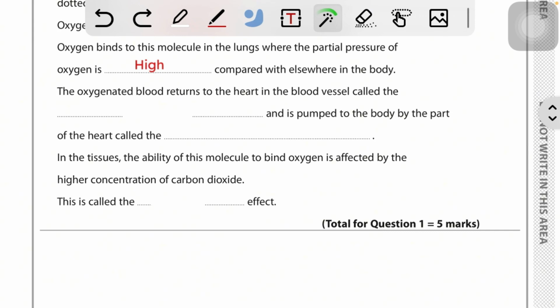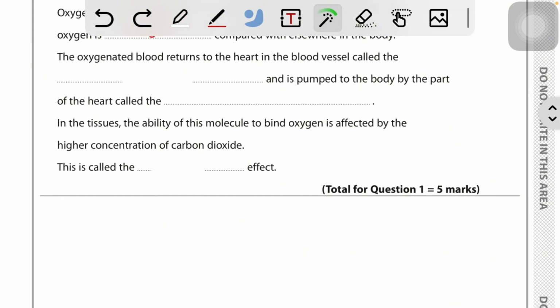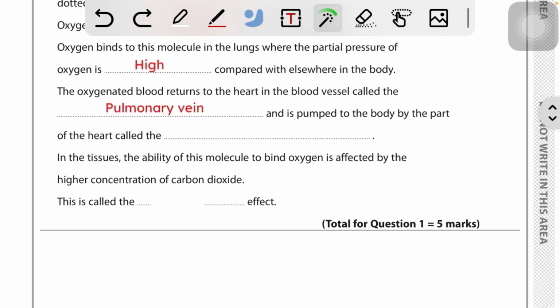And is pumped to the body by the part of the heart called, it's the chamber of the heart. Okay, the part of the heart is the left ventricle, right? Because the pulmonary vein brings the blood into the heart, right? And the heart pumps it out, right? So it brings and is pumped to the body by the part of the heart, the left ventricle.